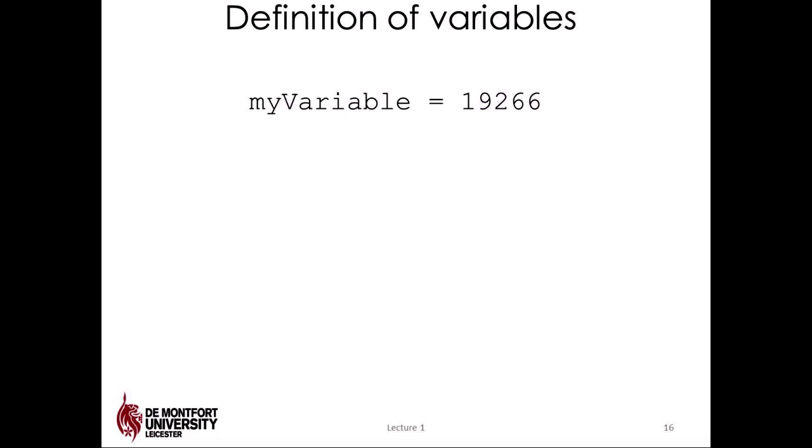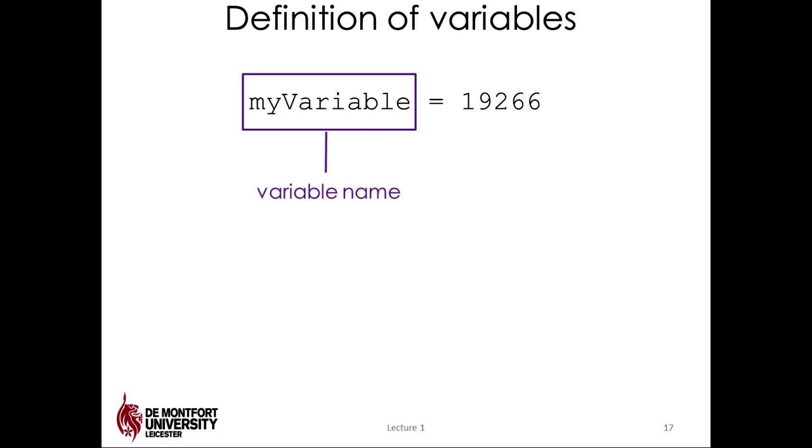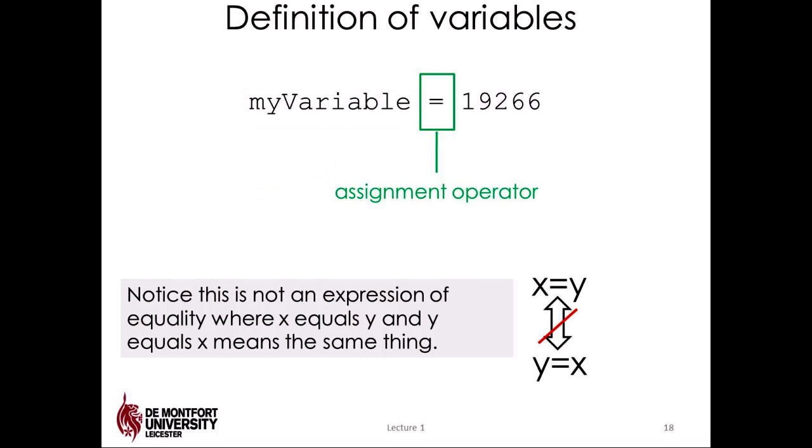This is a way that you can define a variable in MATLAB. You need to have a variable name. It's a user-defined name, but you need to follow certain rules to name the variable, and you need to assign it a value. In this case, it will be 19266. In the middle here, this is an assignment operator. This does not follow mathematical rules, which means it's not an expression of equality where x equals y and y equals x. So what does that mean? I'm going to switch back to MATLAB to give you an example.